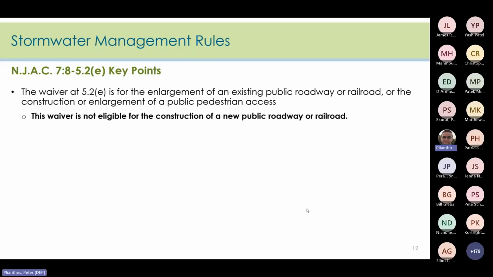The amended NJAC 7:8 5.2e clarifies that the waiver is not eligible for the construction of a new public roadway or railroad. The waiver is for the enlargement of an existing public roadway or railroad, or the construction or enlargement of a public pedestrian access.